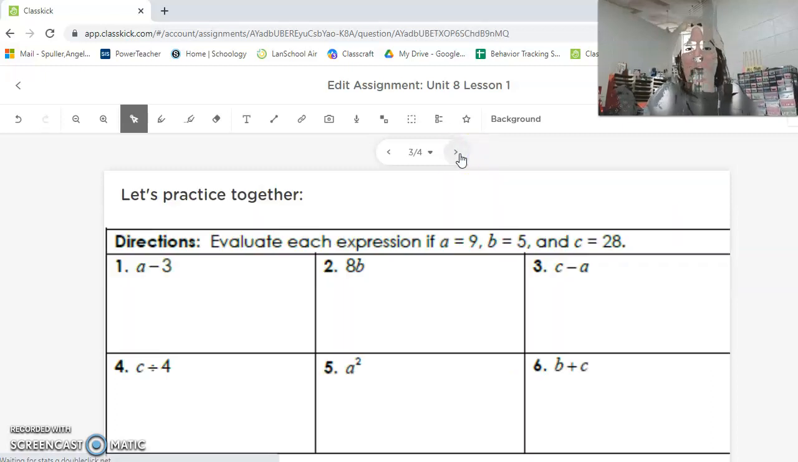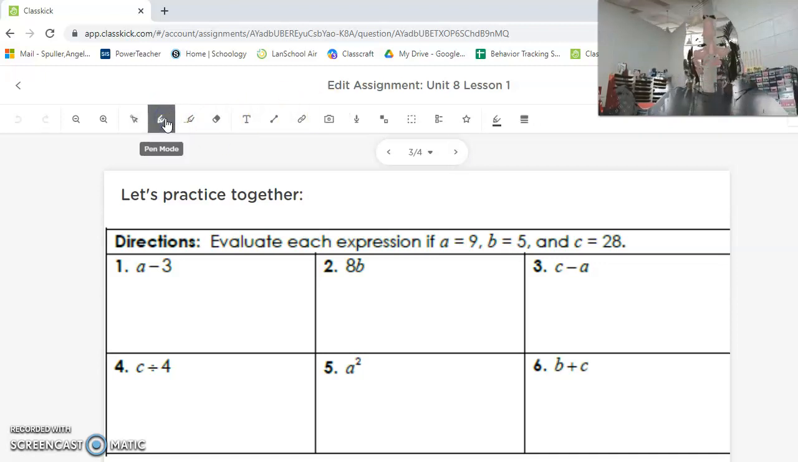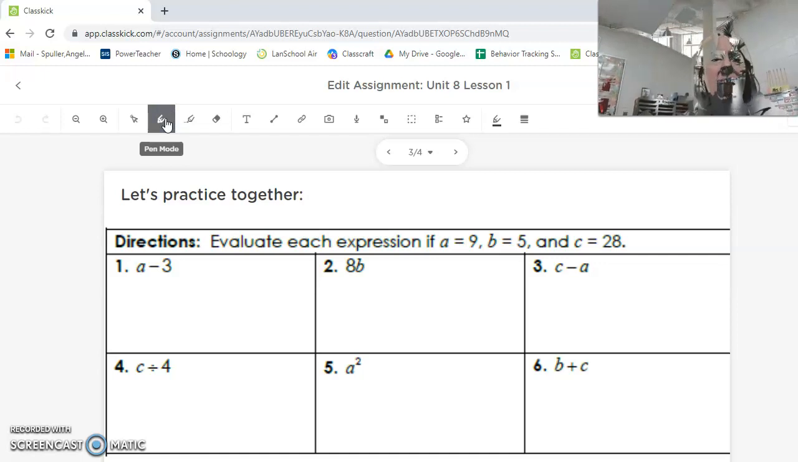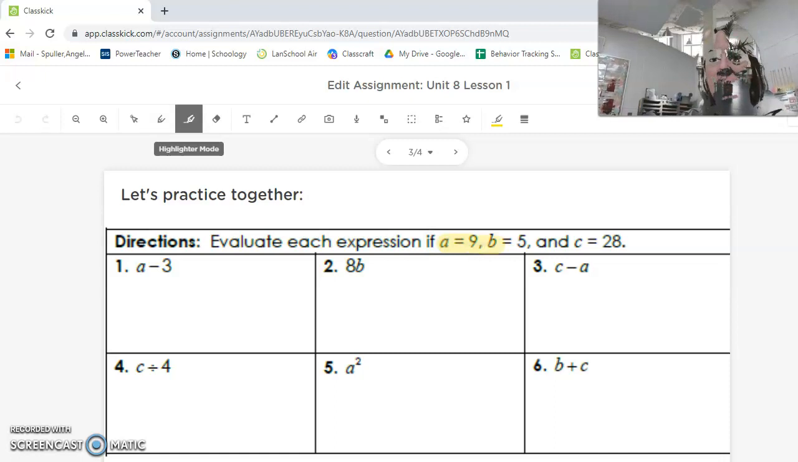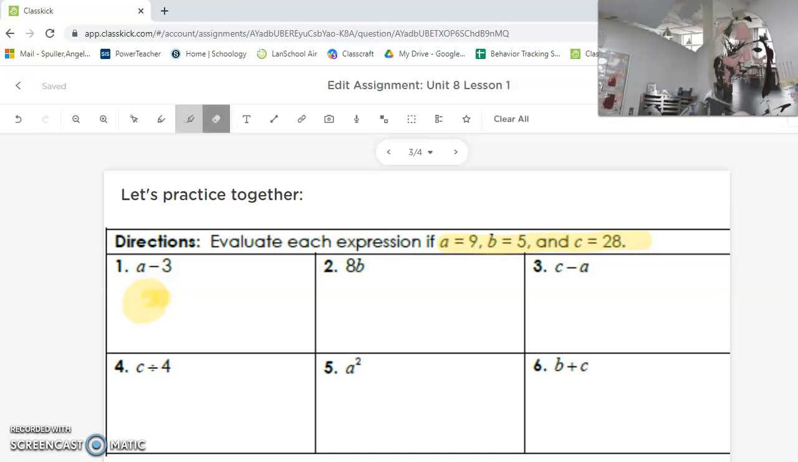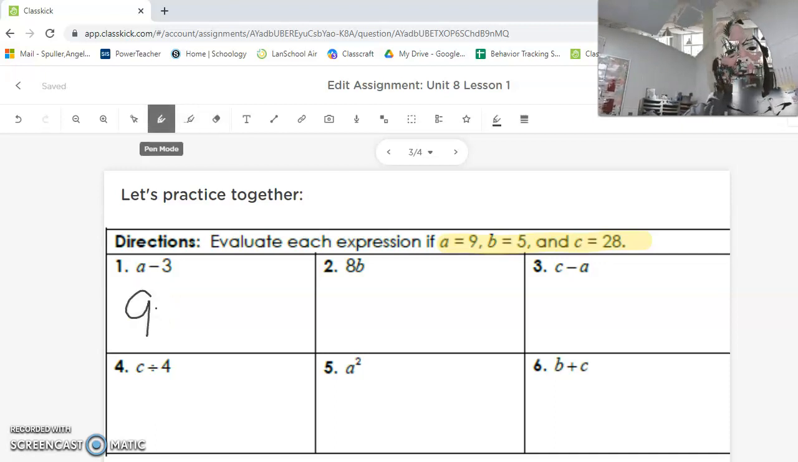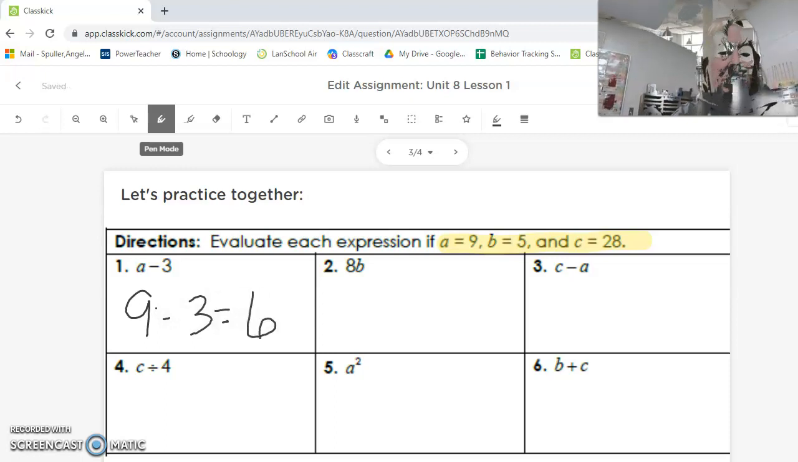All right, so what does this mean? Let me show you. To evaluate an expression means to solve it. So coming down here, if I have a minus 3, and it shows me up here what these variables are worth, so a is worth 9. Nine minus 3 equals 6.